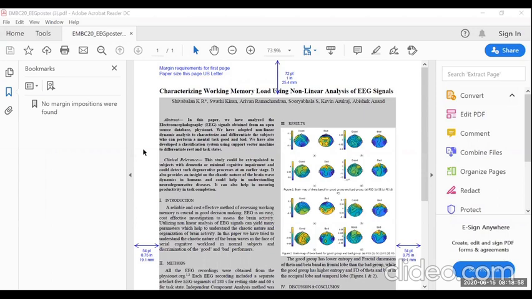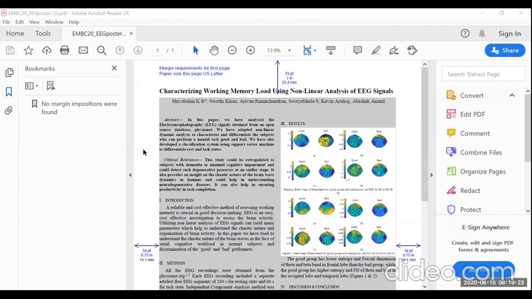Abstract: in this paper, we have analyzed the EEG signals obtained from an open source database, PhysioNet. We have adopted nonlinear dynamic analysis to characterize and differentiate the subjects who can perform a mental task, good or bad. We have developed a classification system using a support vector machine to differentiate rest and task states.